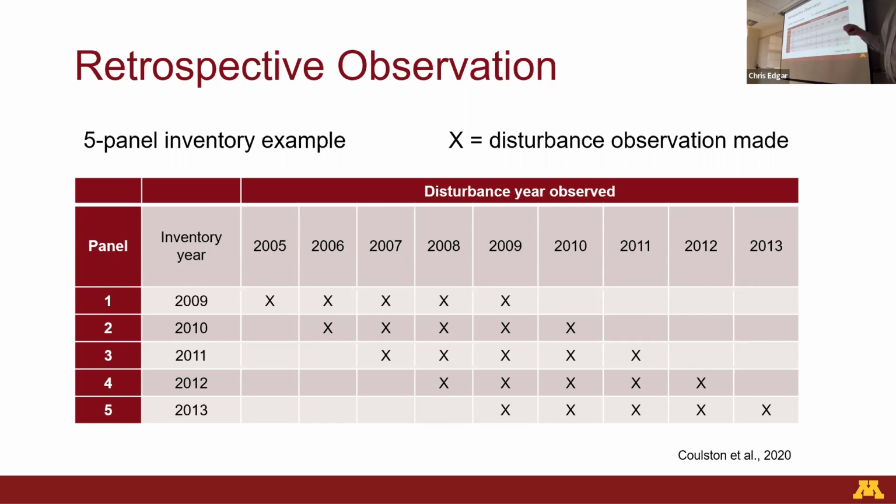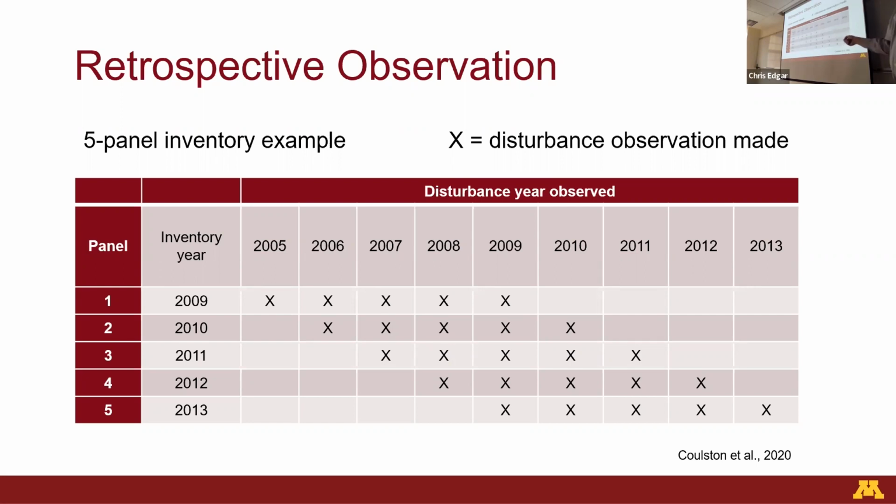But with this recognition, what we're really talking about is a retrospective observation of disturbance. When we go and visit a plot, the disturbances are noted from the previous measurement. So in a 5-panel system like this, that would be the previous 5 years. Those would get recorded along with the year and agent. And so when we look at a 5-panel inventory, panel 2 was measured in 2010, and it's going to look at disturbances for the preceding 5 years.